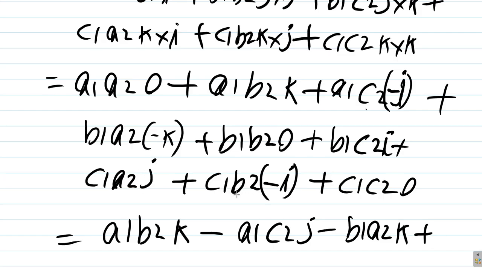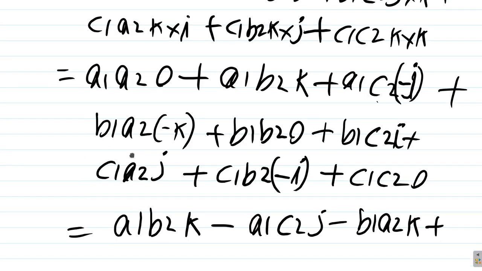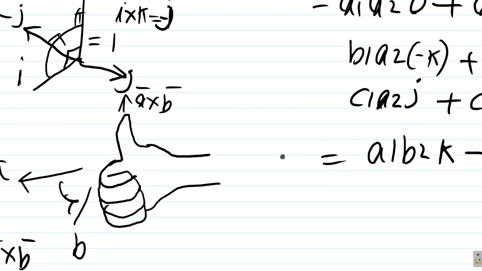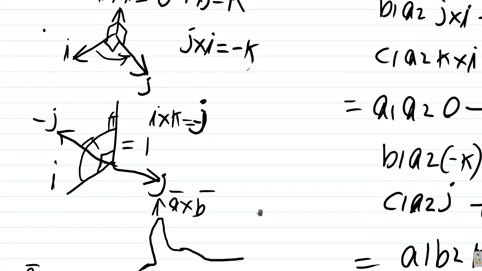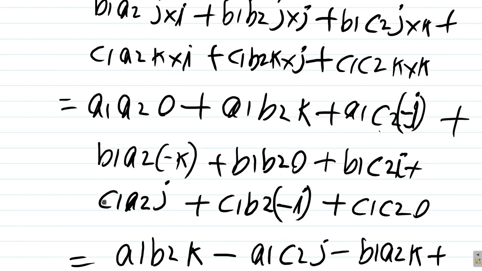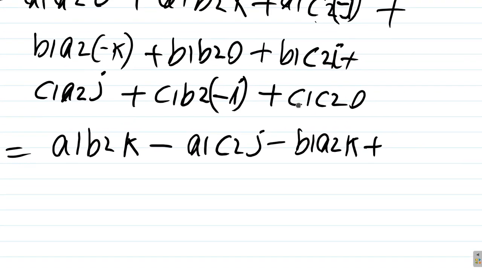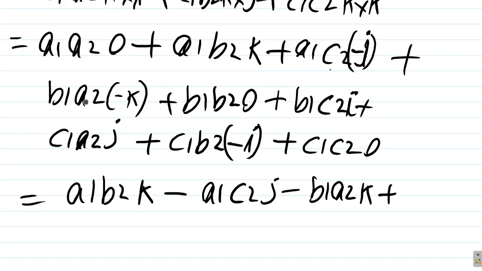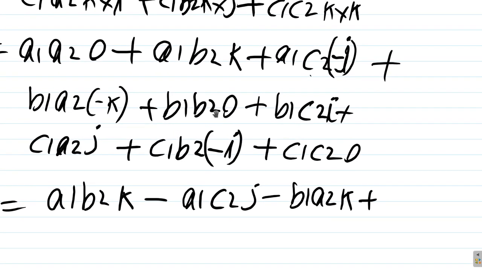Alright, just to double check, C1B2. C1B2 is K cross J. So K cross J, turning from K, gives negative I. Should have a negative I, yeah? Alright, so here now, we have a B1A2, negative K, so that's a minus. B1B2 is gone.